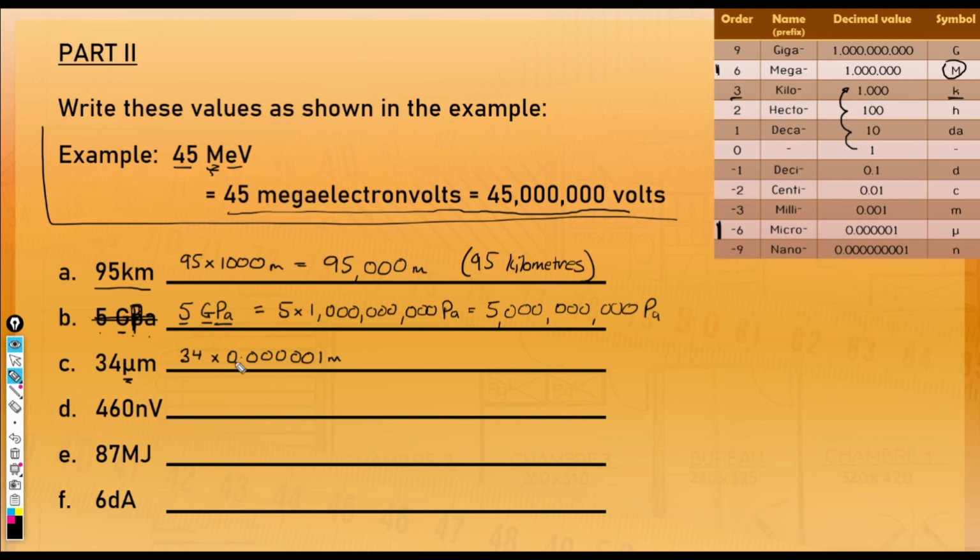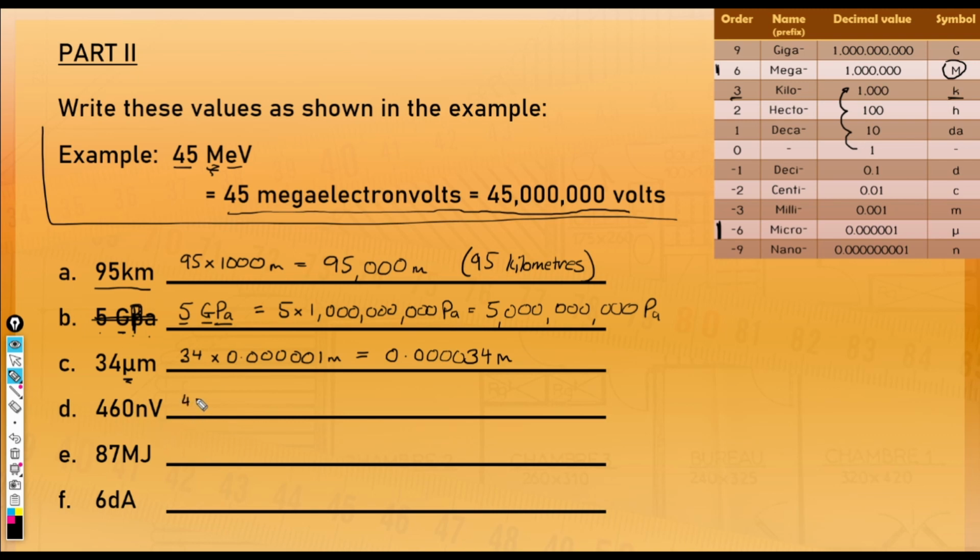And if we multiply this number by 34, then our answer is going to be 0.1234 zeros, then the 3, and then the 4. And that's going to be 0.000034 meters, 34 micrometers. And something similar is going on here with nanovolts in D, 460 nanovolts.